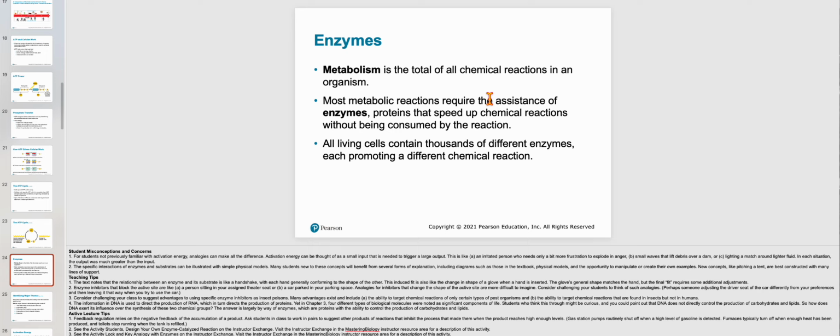Here we call it an enzyme. And what enzymes do is they speed up the reaction. They do not get used up though. So they're not broken down, they're not used up. All enzymes do is they speed up the reaction.